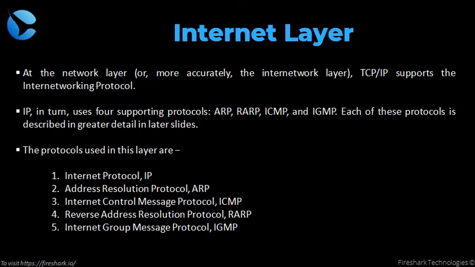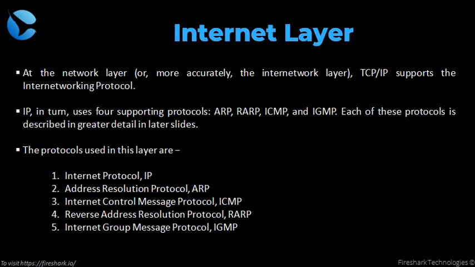At the network layer of the TCP/IP model, the network layer supports the internetworking protocol. IP in turn uses four supporting protocols: ARP, RARP, ICMP, and IGMP. Each of these protocols is described in greater detail in later slides. IP protocol is a connectionless and unreliable protocol that provides a best-effort delivery service. It transports data packets called datagrams that travel over different routes across multiple nodes.